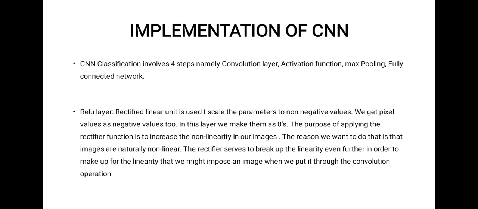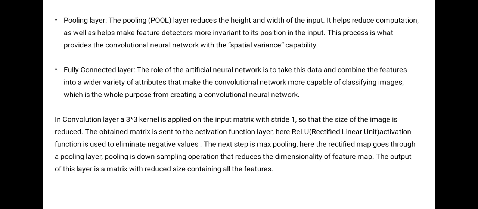The purpose of applying the rectifier function is to increase the non-linearity in our images. The reason we want to do that is that images are naturally non-linear. The rectifier serves to break up the linearity even further, to remove the linearity that we might impose on an image when we put it through the convolutional operation.